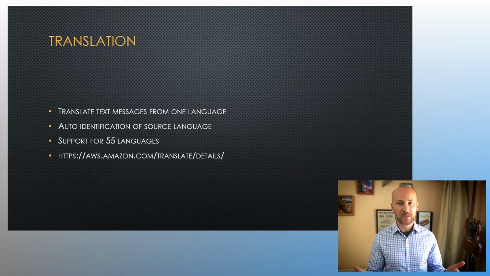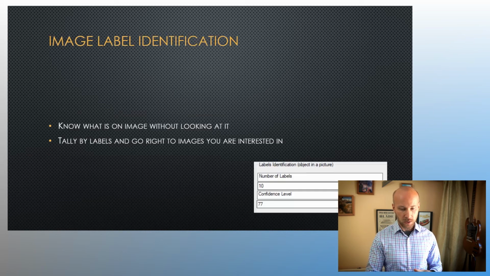All right, first, translation. Pretty easy to understand. If you have text messages in one language, you want them in a different language. You pick your field that contains the text message. You specify your source language, destination, or you can ask Amazon to automatically try to identify a language and it will translate it for you. There are 55 languages available. There is a link on the screen with a list of languages that you can translate from and to.